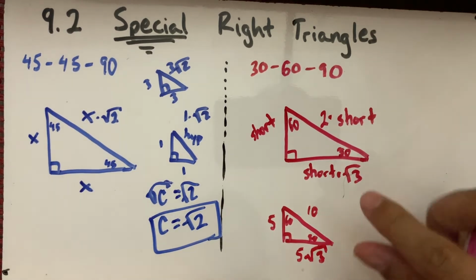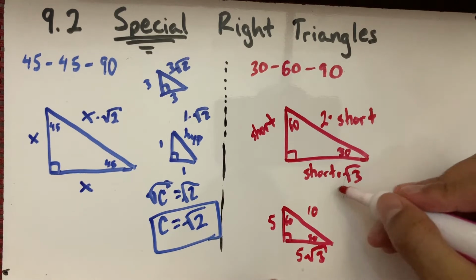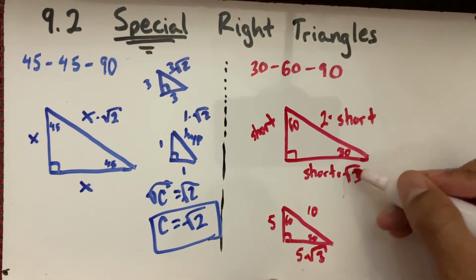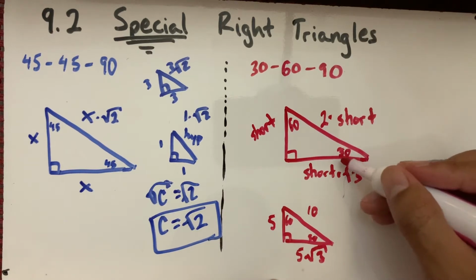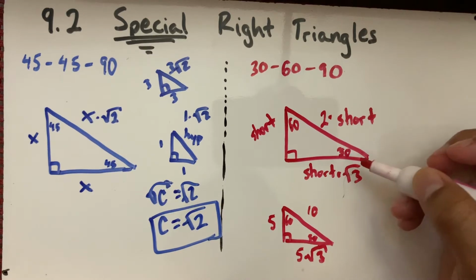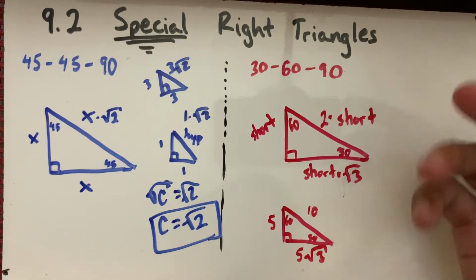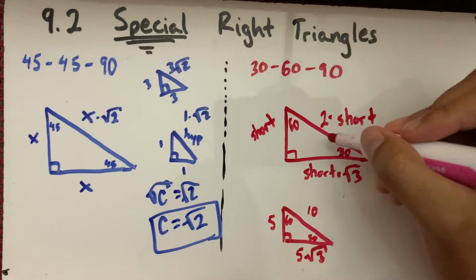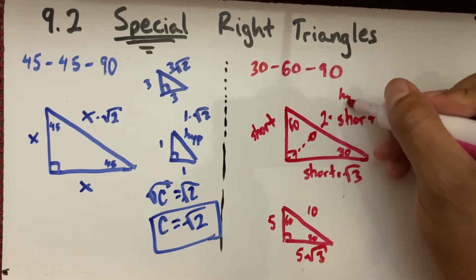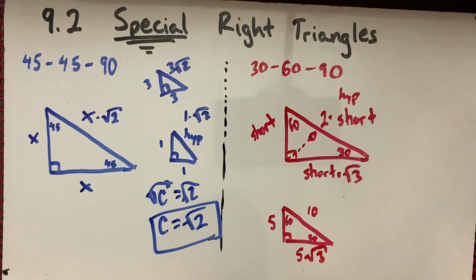Okay? And a quick way to help me remember this: whenever I see this 30, I just think square root of 3. 30 and square root of 3 kind of go together. It's a little bit of a stretch, but it's a good way to help me memorize it. Remember, the hypotenuse is always opposite the right angle, so this is the hypotenuse. And that's about it.